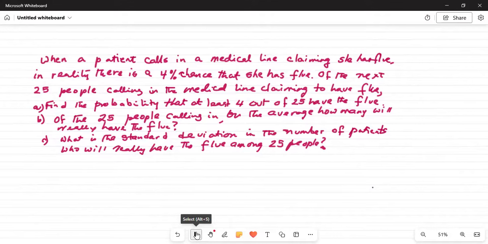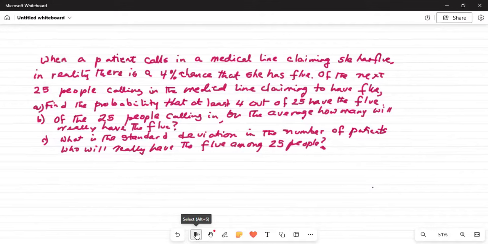Now, first we have to understand why this is a binomial probability. Because in reality, there's a 4% chance the person has the flu, there's a 96% chance the person does not have the flu. Here, having the flu is the success, although it sounds odd, but that is true. Because we are looking for the probability for at least 4 out of 25 really having flu.